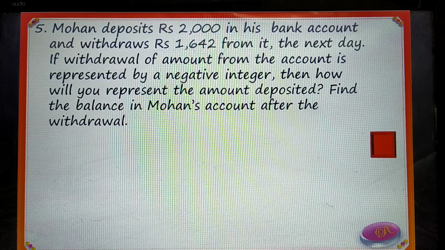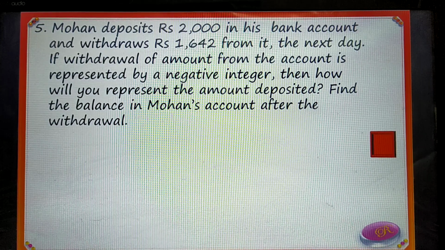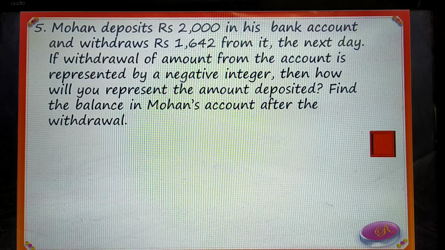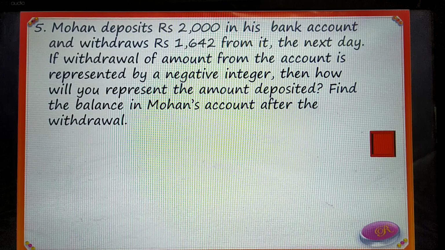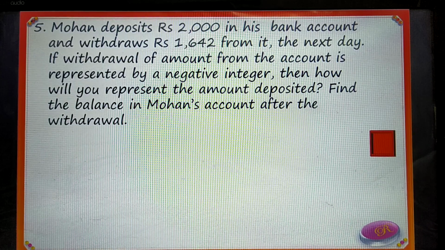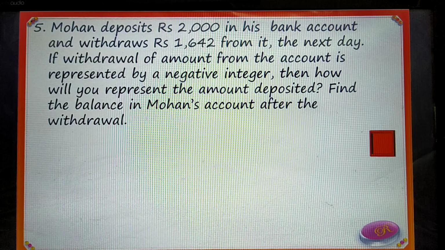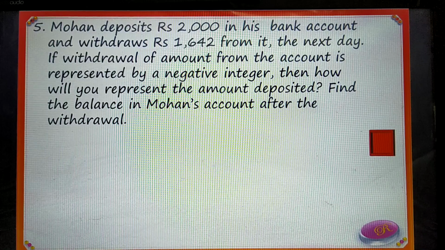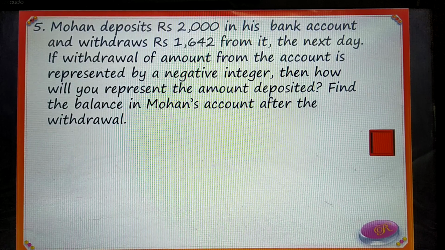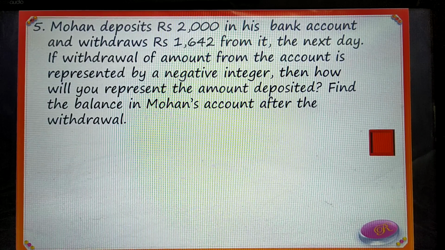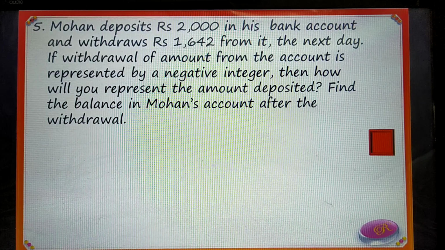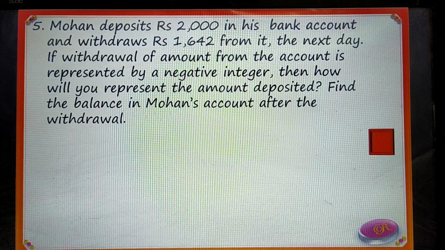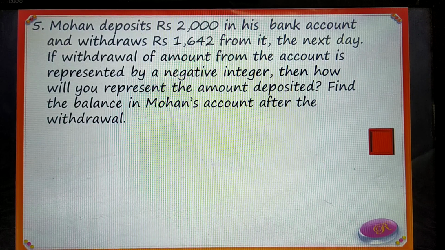Question number 5. Mohan deposits rupees 2000 in his bank account and withdraws rupees 1642 from it the next day. If withdrawal of an amount from the account is represented by a negative integer, then how will you represent the amount deposited? Find the balance in Mohan's account after the withdrawal. Solution.